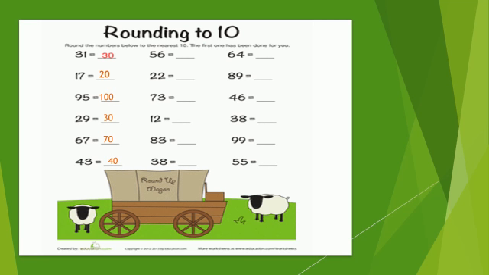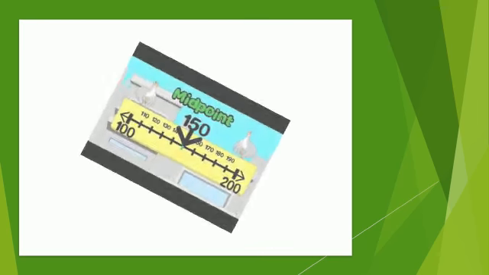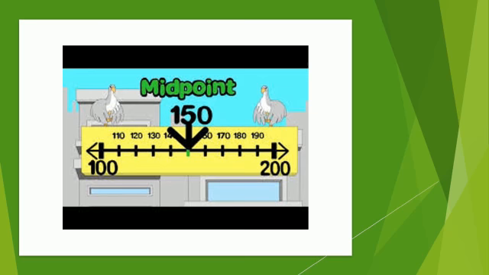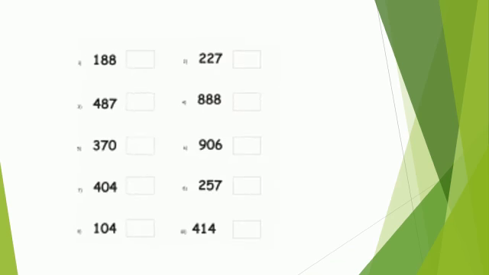Understand? This is for your revision also. Now come to the next. This is the rounding of 100. Here you can see the number line starting from 100 to 200. If the number line is 100 to 200, the midpoint is 150. So we are doing according to this. We can follow the same rule that we previously did.